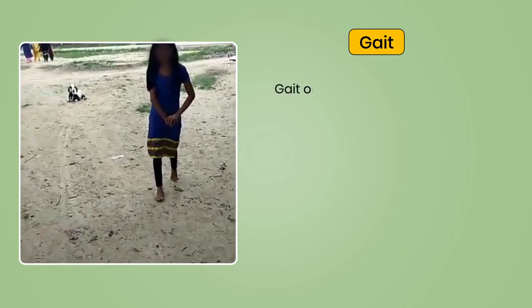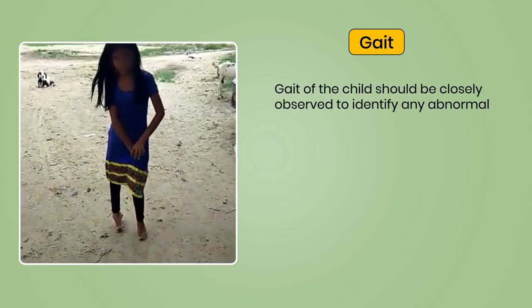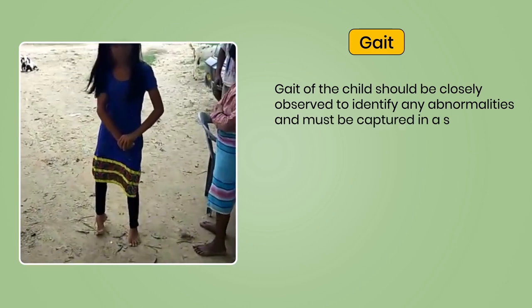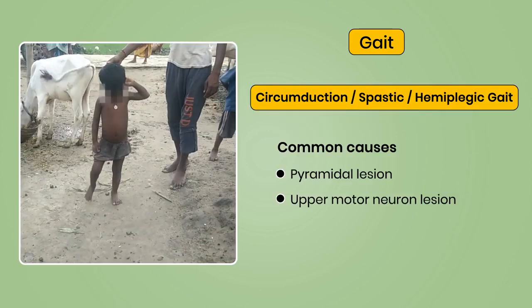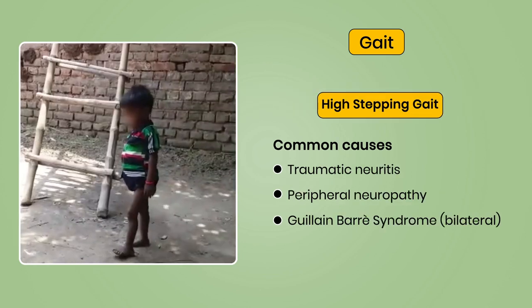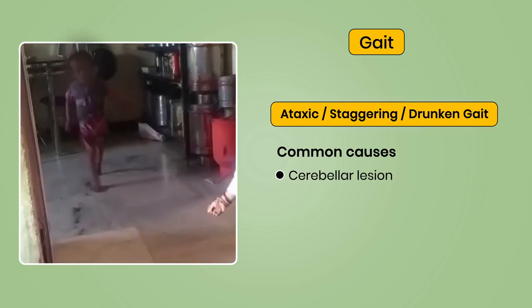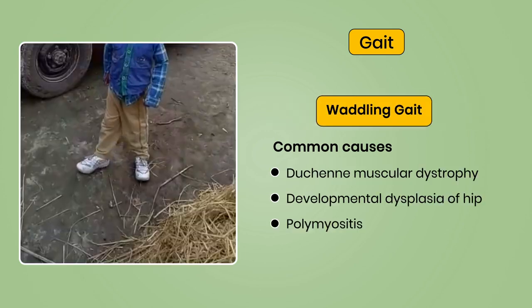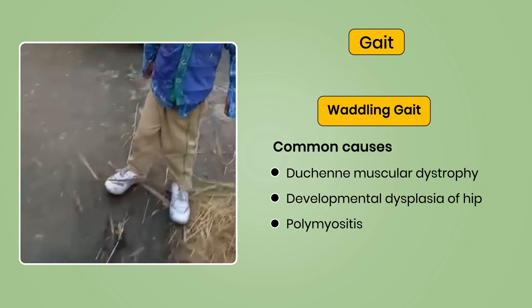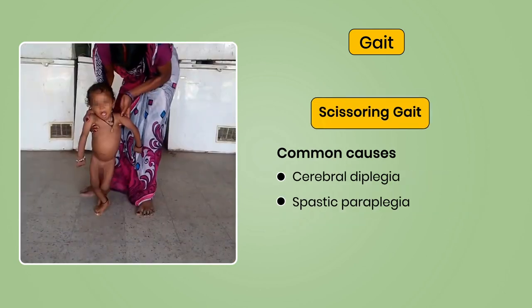Gait. Gait of the child should be closely observed to identify any abnormalities and must be captured in a short 1 to 2 minute video. Circumduction, spastic or hemiplegic gait, high stepping gait, ataxic gait, staggering gait or drunken gait, waddling gait, limping gait, scissoring gait.